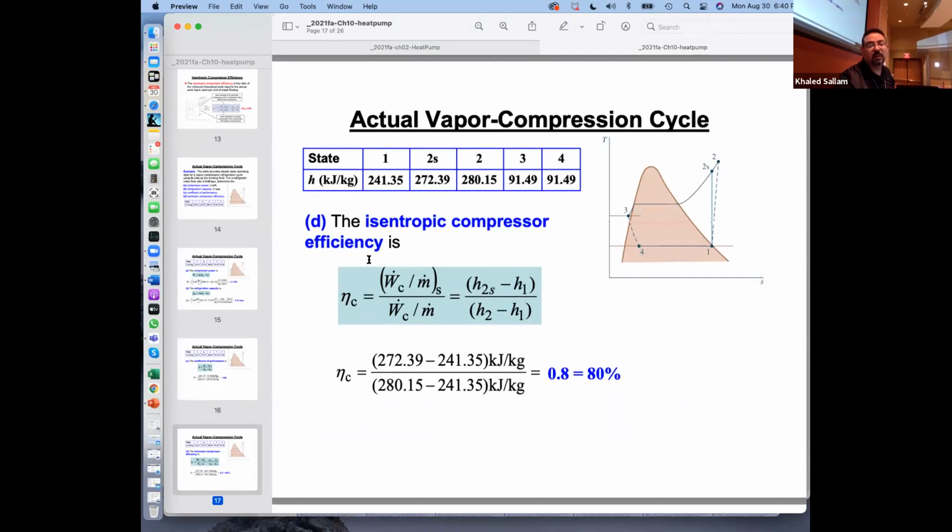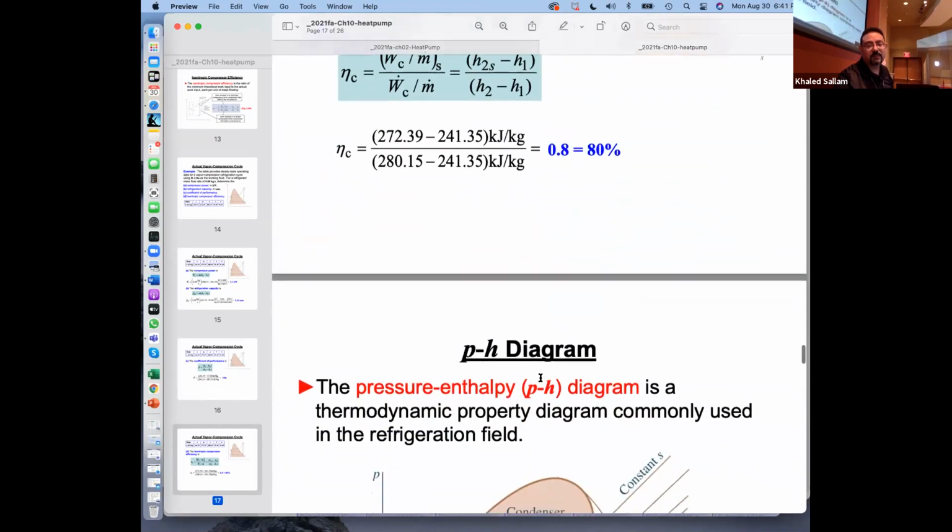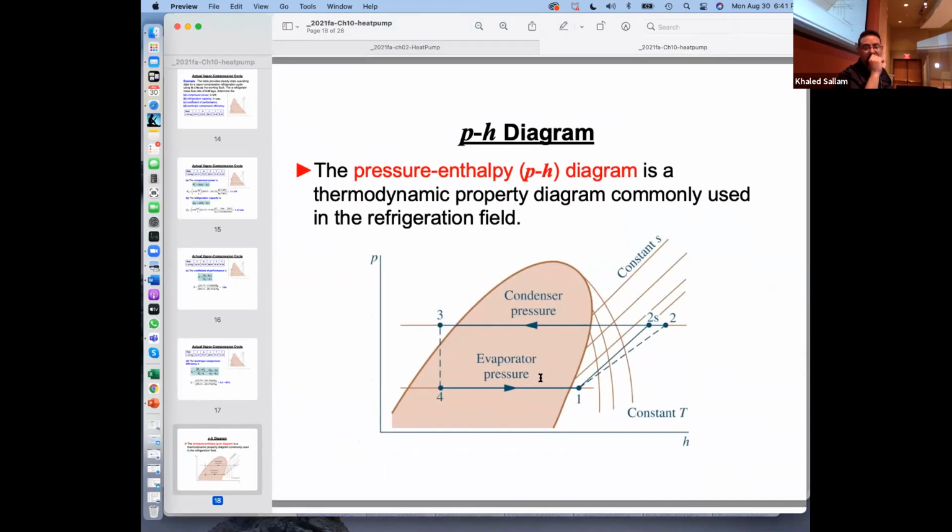The isentropic compressor efficiency, right? Of course, he gave you H2S and H2 and H1. So you do the ideal work over the actual work: H2S minus H1 over H2 minus H1. Make sense? The PH diagram, that's what's going to be in the quiz today. I'm going to tell you to plot the cycle on the PH diagram. That's the sketch I want to see.